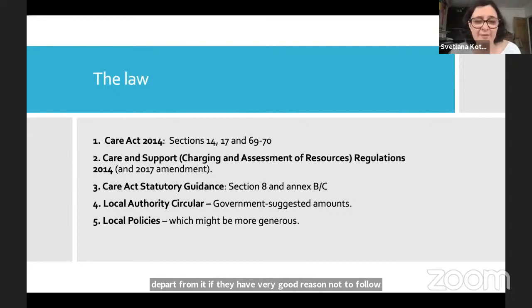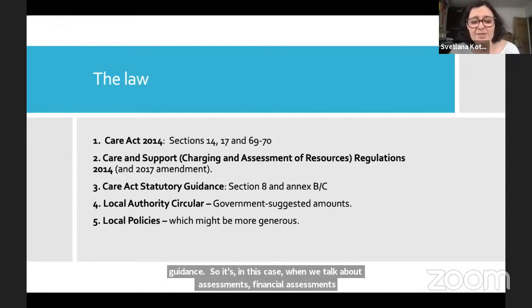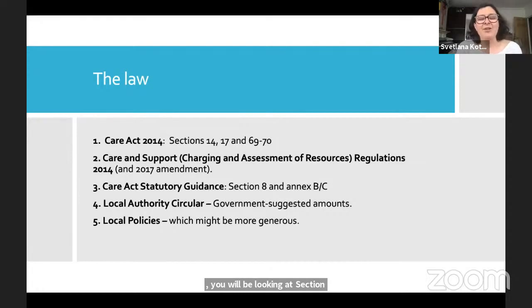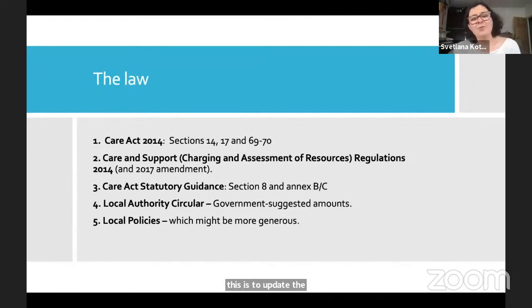When we talk about financial assessment, you'll be looking at Section 8 and Annexes B and C. Then there is the local authority circular, which the Department of Health issues every year, and basically the purpose of this is to update the thresholds for capital, for the minimum income guarantee, and so on.